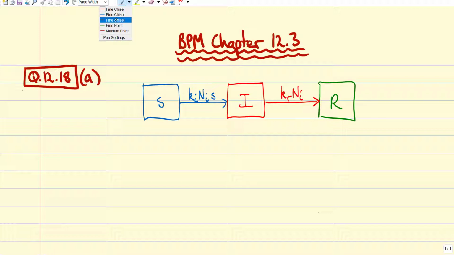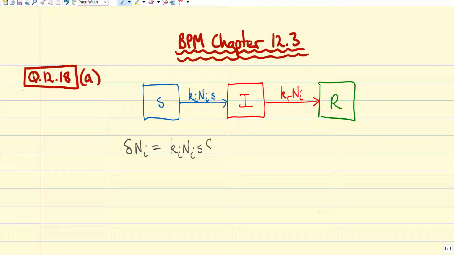The equation that we're trying to do is going to be delta Ni, because we're interested in this box, right? And we have this arrow, and what it does is it makes the number infectious bigger, right? Because the arrow is going in, so it makes it bigger. So it's Ki Ni times S, which is the rate.